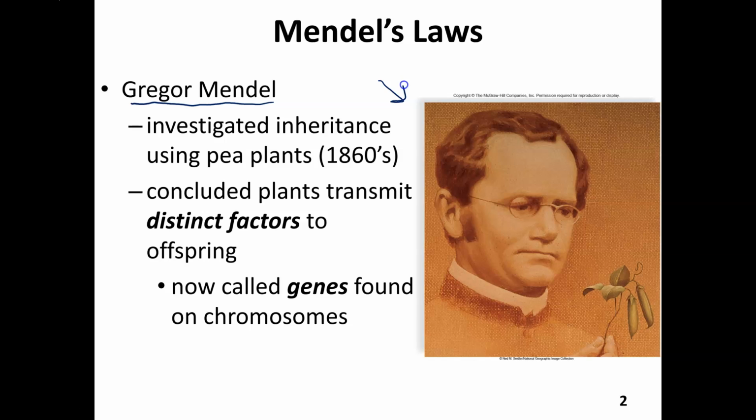What he knew was what he could see, and he noticed that peas had certain characteristics, and so he started messing around with peas and crossing different types of peas, and he figured out that pea plants transmit specific distinct factors to offspring. Those distinct factors we know now are genes, and genes are what produce or code for proteins. And we find our genes in our DNA on our chromosomes.